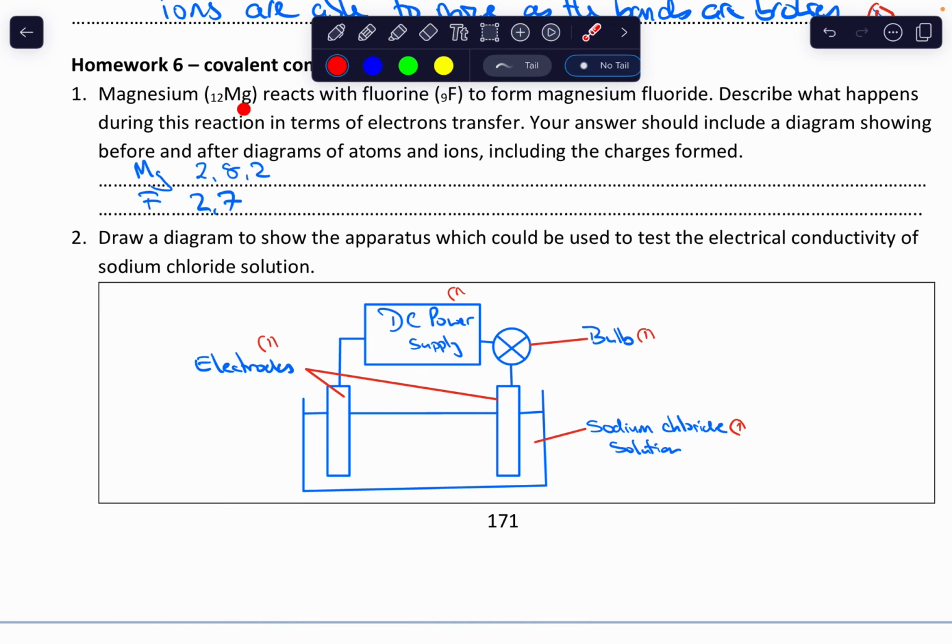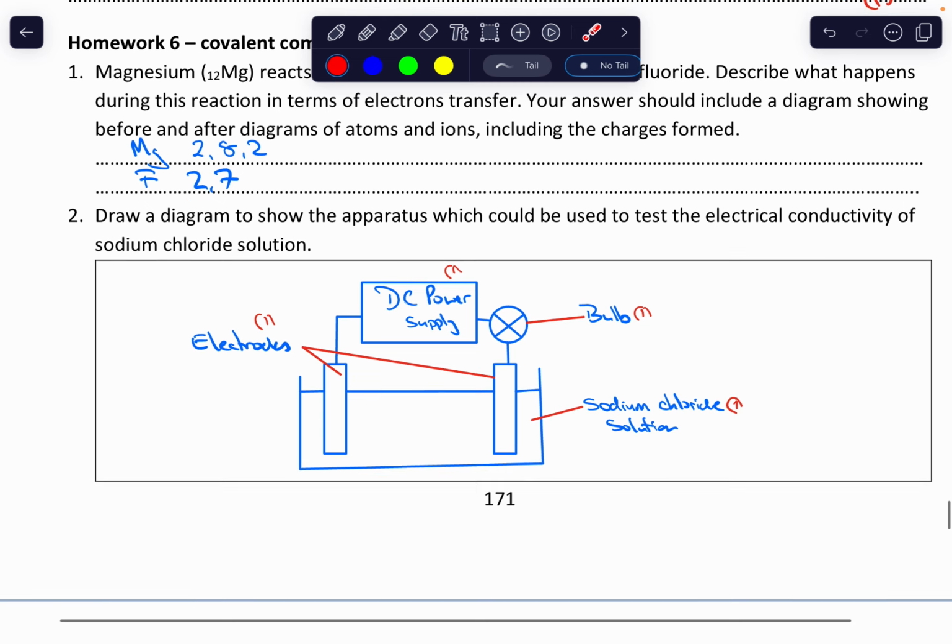The fact that magnesium has got 12 electrons means there are 2, 8 and 2. And the fact that fluorine's got 9 electrons means it's 2, 7. So you need to think about how they are going to work together to become stable, remembering that they are going to bond ionically, and therefore it's going to be a transfer of electrons. Think what they can do to get that full outer energy level.